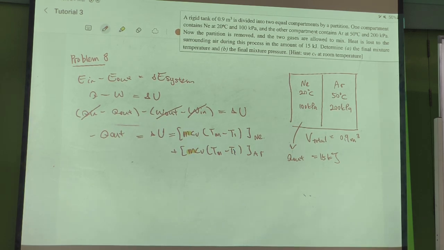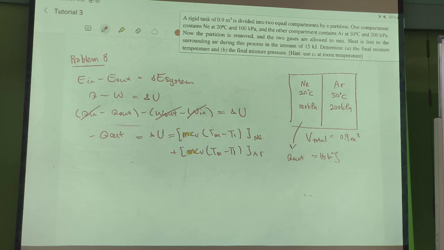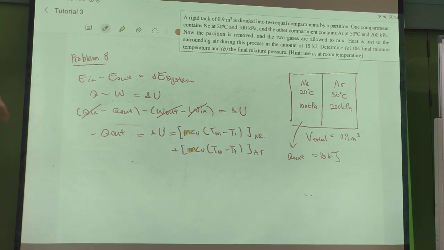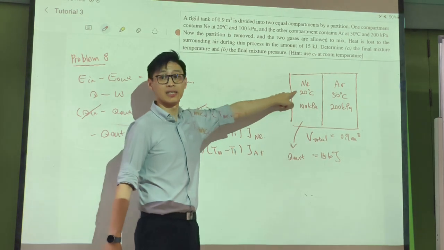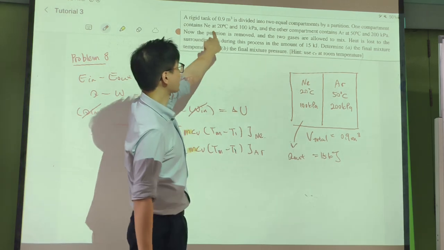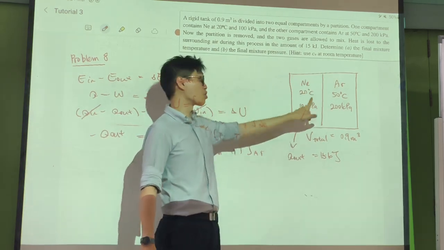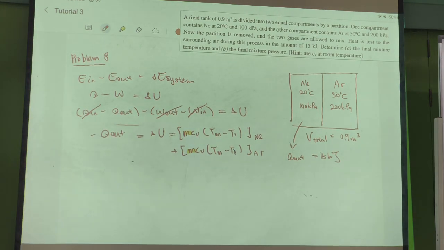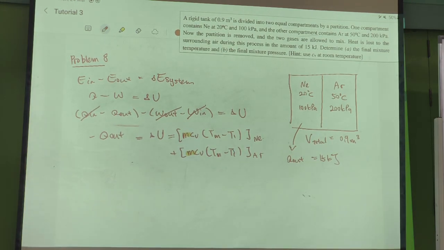Yeah, I don't know what to do. PV equals... you don't need that also, because you're actually given temperature and pressure. So total is 0.9, but you know that it's divided into half. So 0.45, 0.45. So you just need to use PV equals RT.